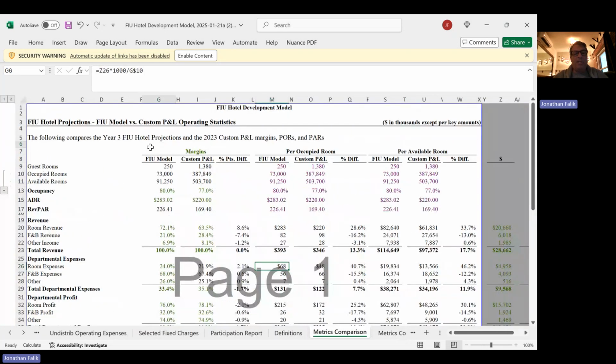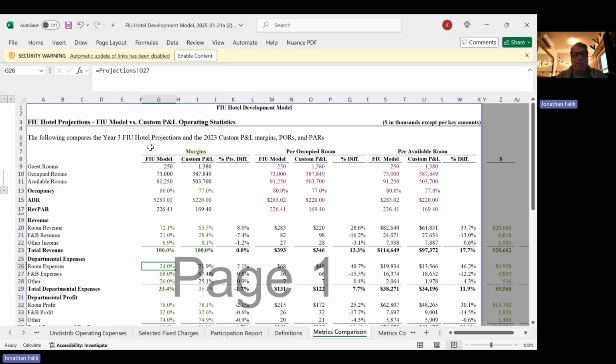I have a comparison. We looked at this, I think last week, maybe it was 2 weeks ago. So here I'm pulling the year 3 projections we have, our stabilized projections, straight out of our projections page, and I'm comparing it to the custom P&L. So I pulled the custom P&L, and I'm looking at the margins side by side.